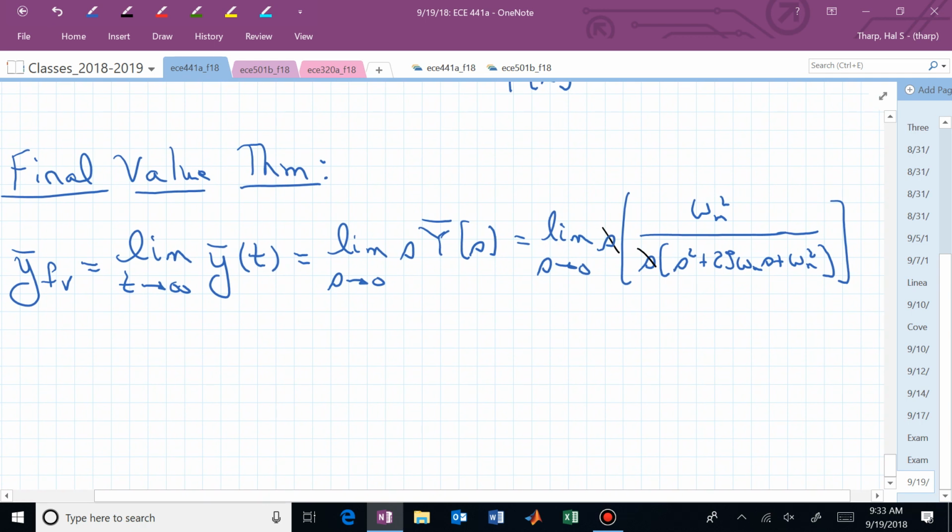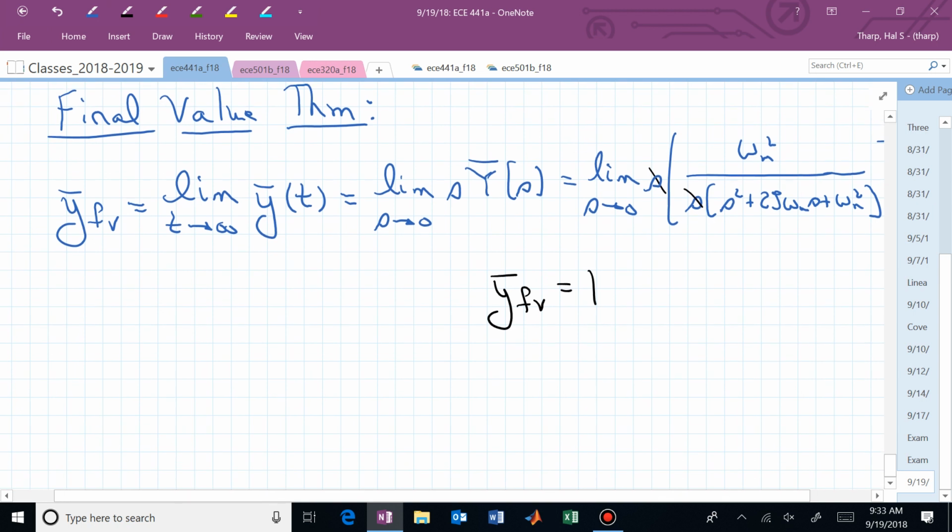s is nowhere to be found in the numerator. The numerator stays as omega sub n squared. In the denominator, the first two factors in that remaining term vanish because we're letting s go to 0, and what we're left with in the denominator is omega sub n squared. I've hopefully now convinced you that for this main dynamical piece of the output formula, which we've formulated as y bar, it's going to settle eventually to a final value of 1.